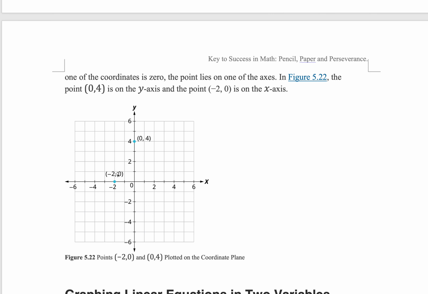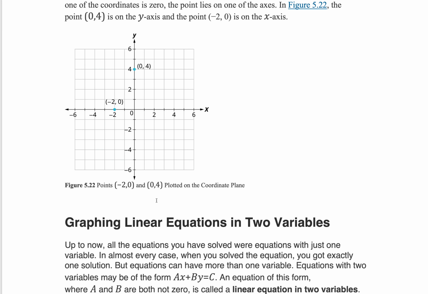And in the rectangular coordinate system, an ordered pair is a point, and a point is an ordered pair. Okay. Any questions? All right, let's move on.